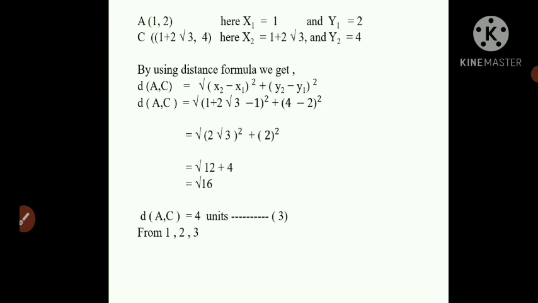So from statements 1 to 3, we get that the distance of AB is equal to the distance of BC is equal to the distance of AC. So all three sides are congruent. So triangle ABC is an equilateral triangle. The given points are the vertices of an equilateral triangle.